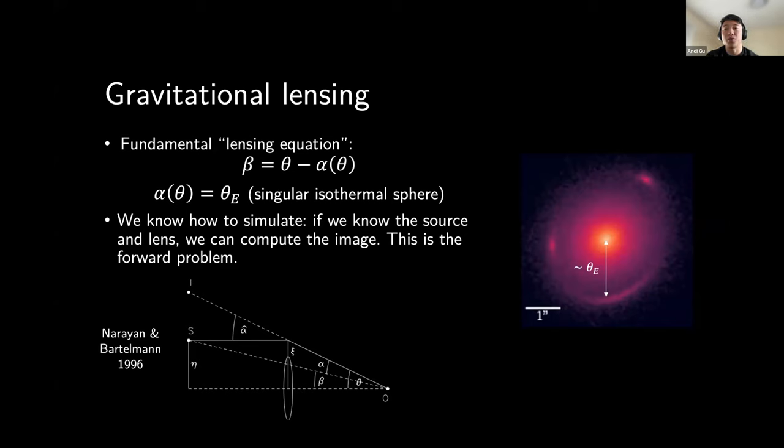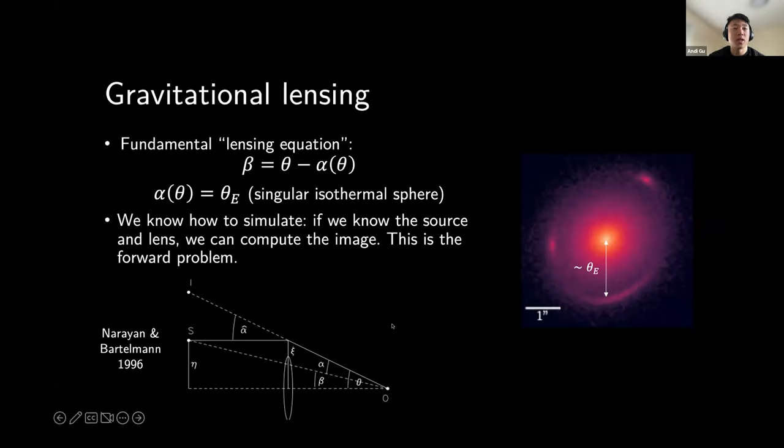So this constant is known as the Einstein radius, and it's a parameter that depends on the mass and the redshift of the lens, or so the distance of the lens from us. The reason that this is called a radius is that if a source sits perfectly behind the lens, then the image that will be formed will have a radius that's exactly equal to the Einstein radius.